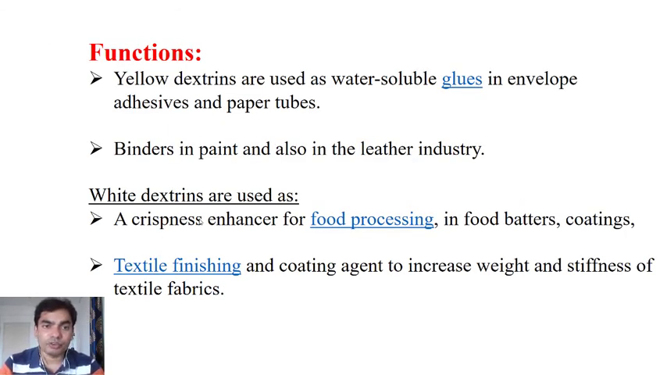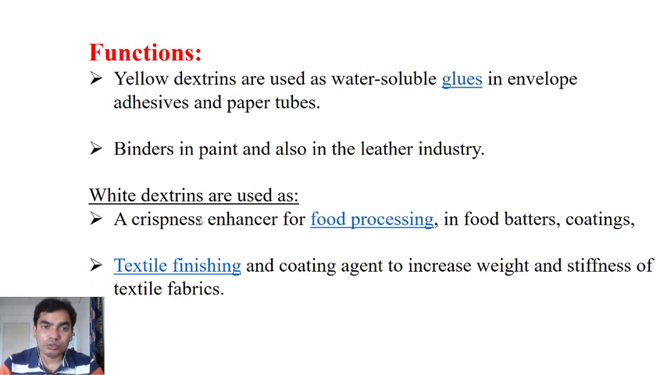What is the application of this? Yellow dextrin is used as a water soluble glue in the envelope. So in the envelope we use water soluble glue, that is basically dextrin, as an adhesive and in paper tubes. Also as a binder in the paint, and it has very much use in the leather industry as well as in the paint as a binder.